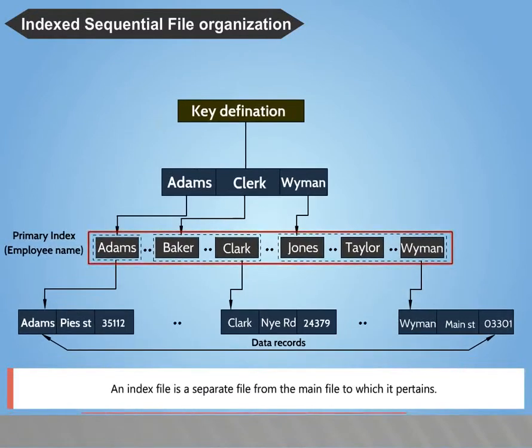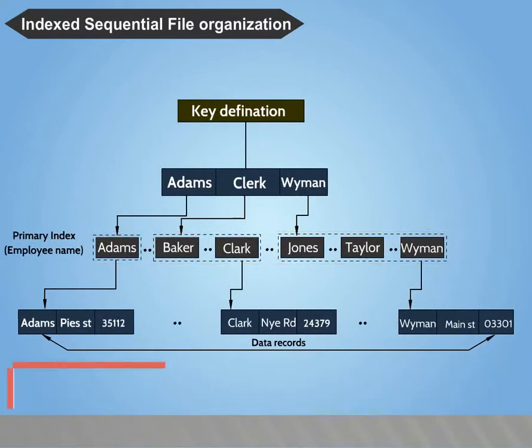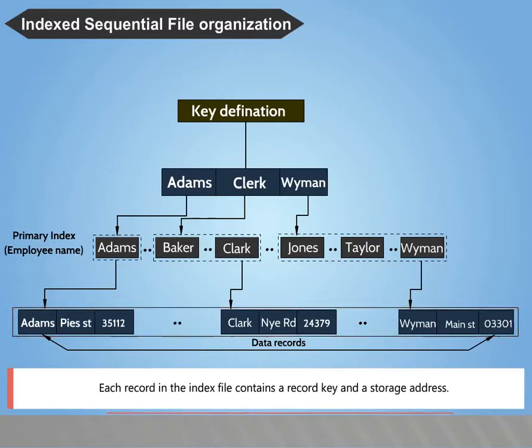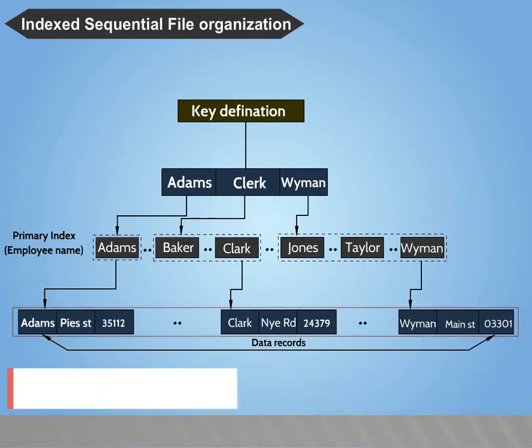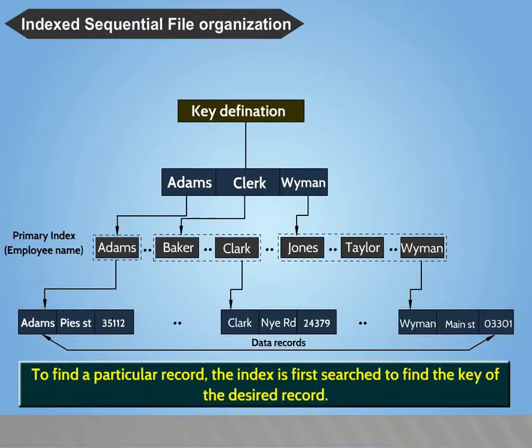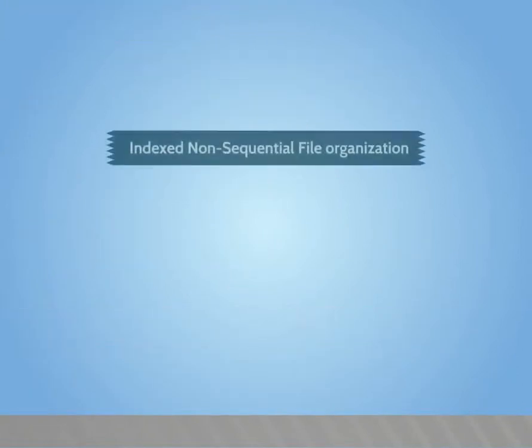An index file is a separate file from the main file to which it pertains. Each record in the index file contains a record key and a storage address. To find a particular record, the index is first searched to find the key of the desired record.